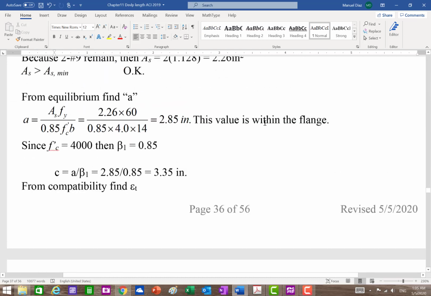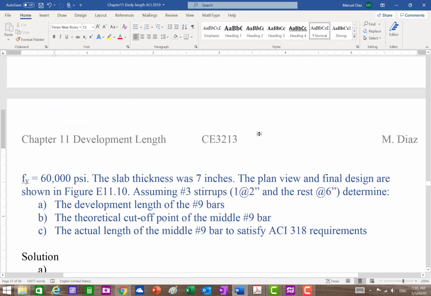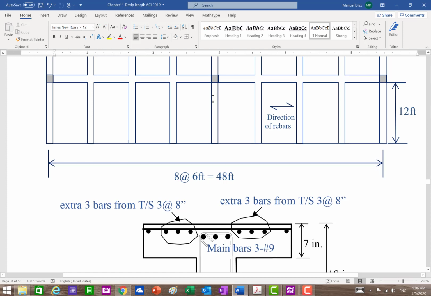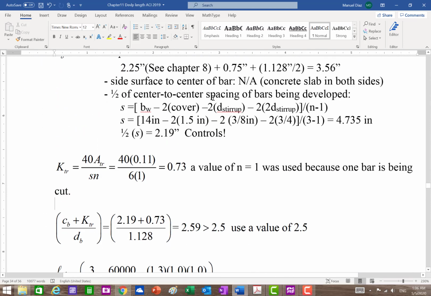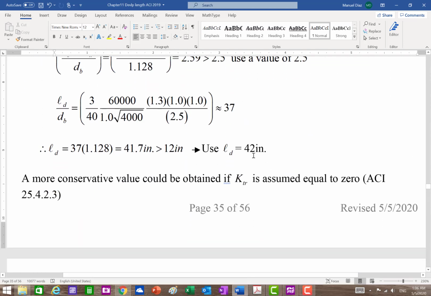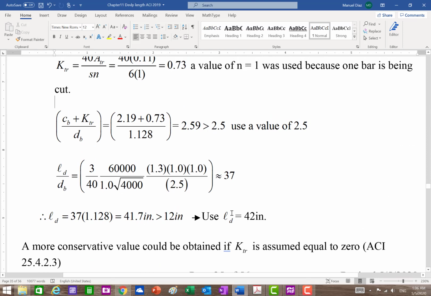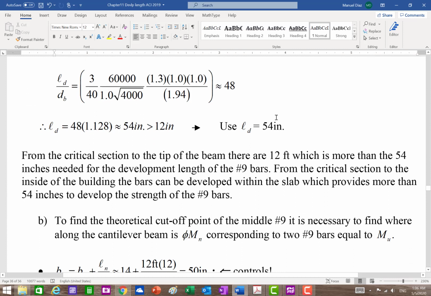Okay. So let's go back here. Theoretical cutoff, 4 inches from the face. Real cutoff so far, 1.5 feet. But there's another requirement. From the critical location to the end of the bar that you're cutting, you should have the development length. So you use the conservative approach, you need to have at least 42 inches. You use the conservative approach, you use the actual design approach, right? Using your values here is 42. You use the conservative approach is 54.